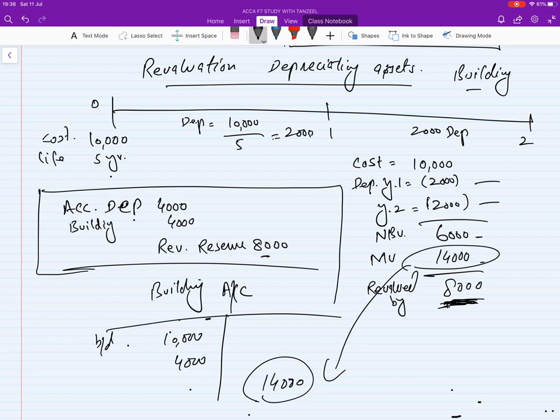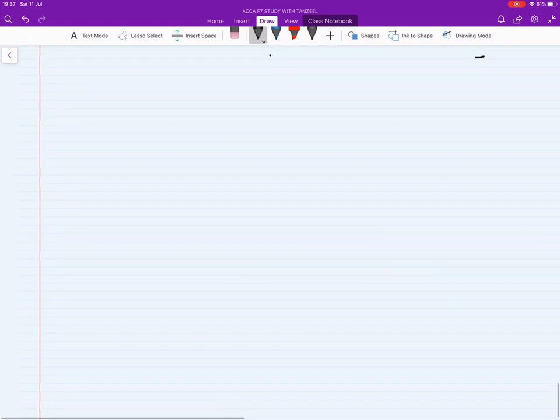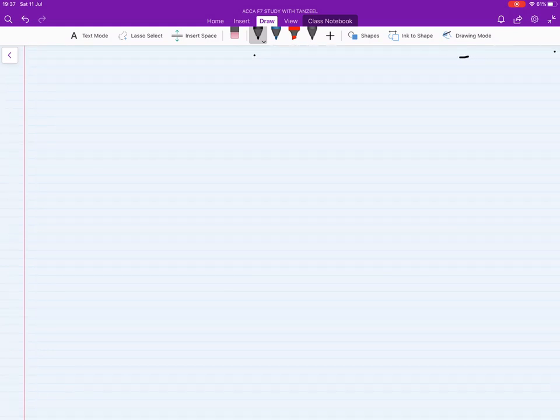Now you can see the closing balance of the building account is matching with market value. Let's do another example.